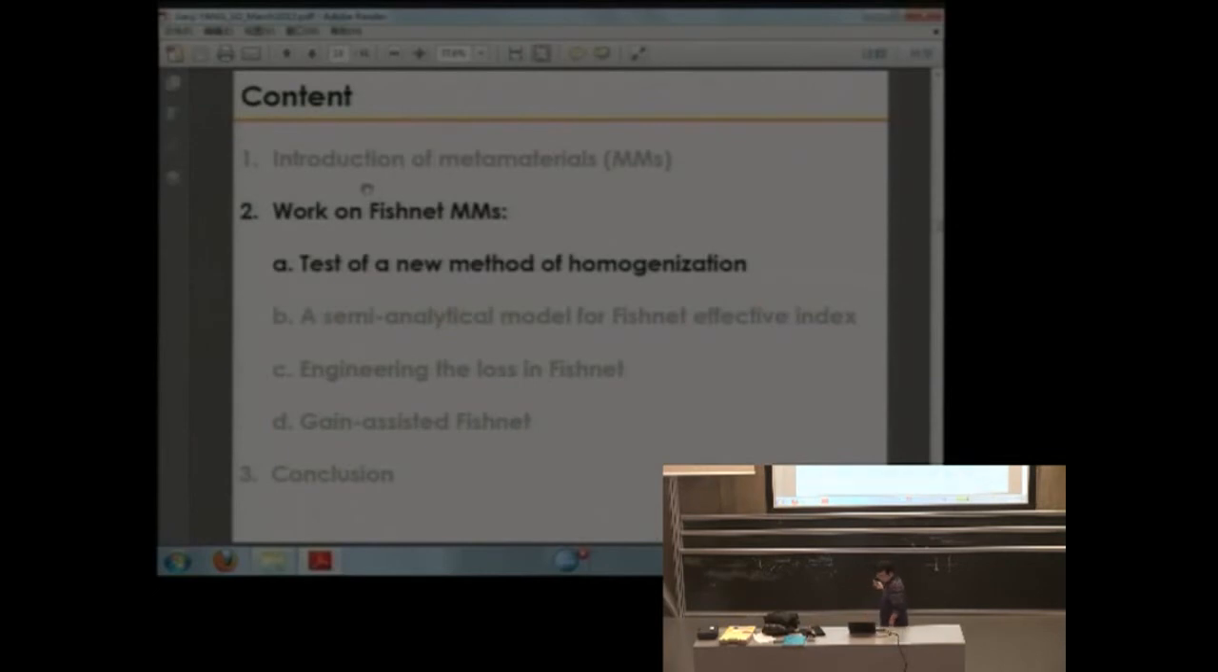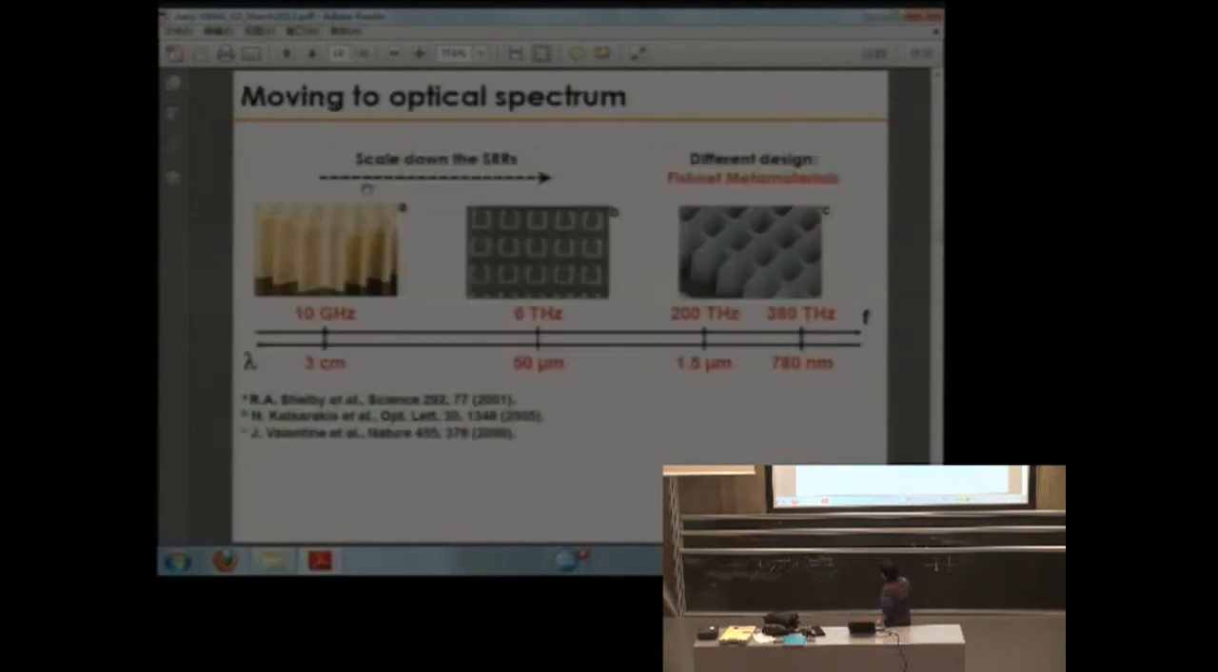Now I first explain the test of our proposed new method. And we also develop an analytical model which can describe the effective index for the fishnet metamaterial. First, it's the test of this proposal.